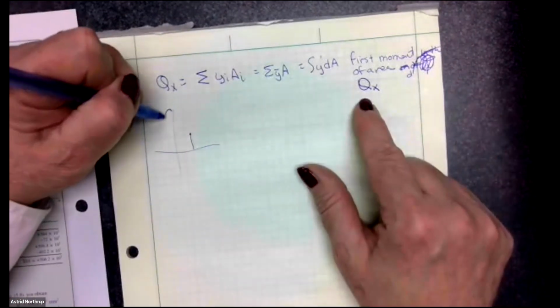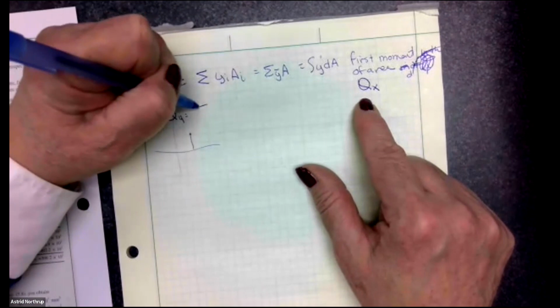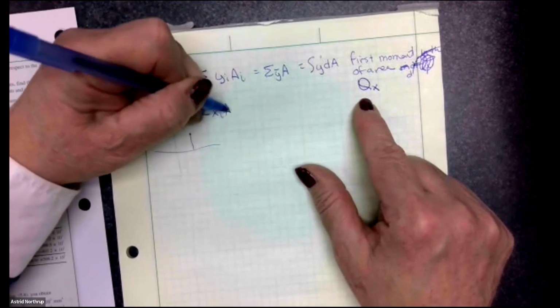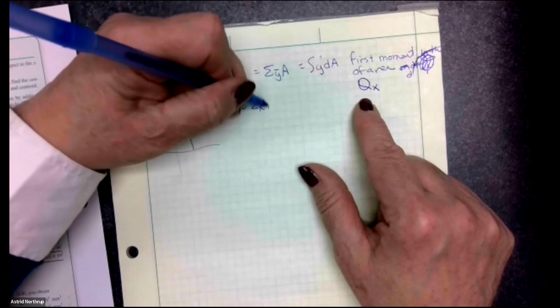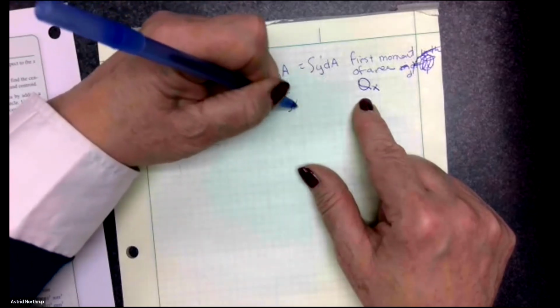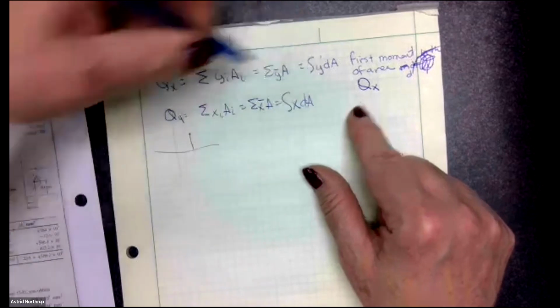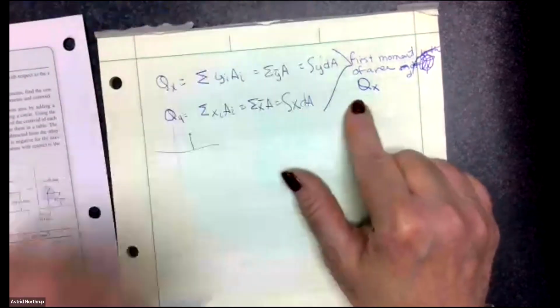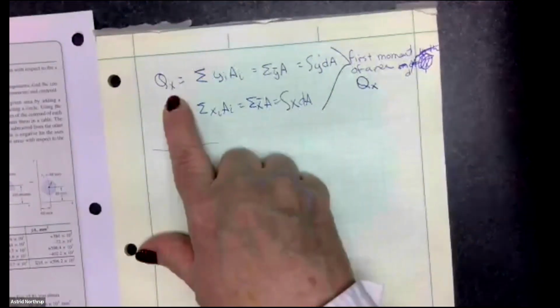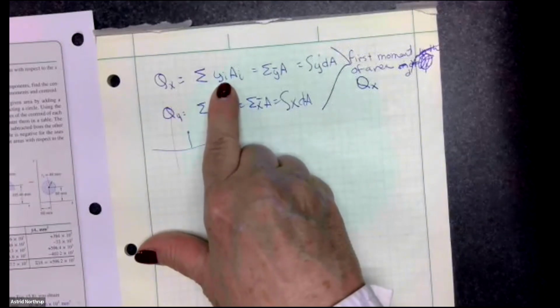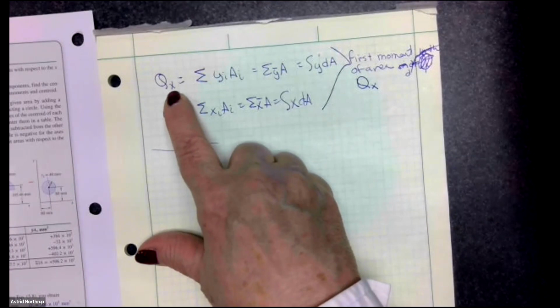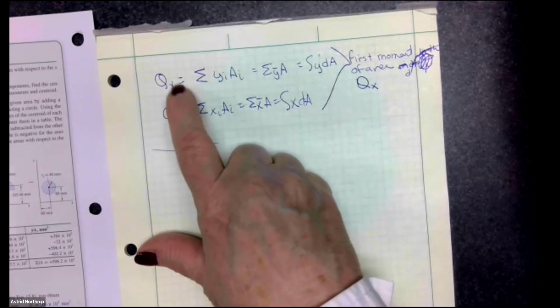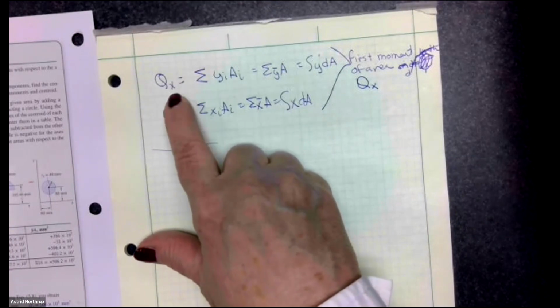The other way, Q sub y would be the summation of X_i A_i, which is the summation of X bar A, which is the integral of X dA, which is also called the first moment. It's just that this has a sub x. So in other words, the variable in here is the opposite of the subscripted variable because you're taking it about this axis or in an axis in this direction.